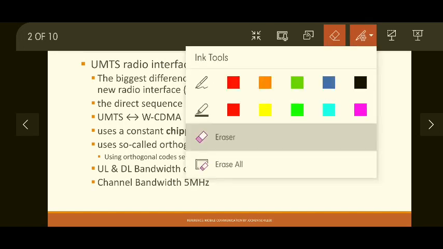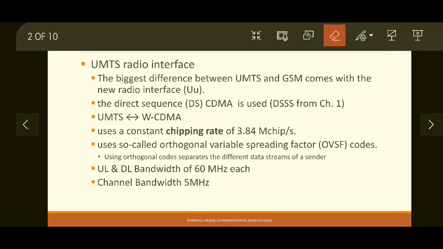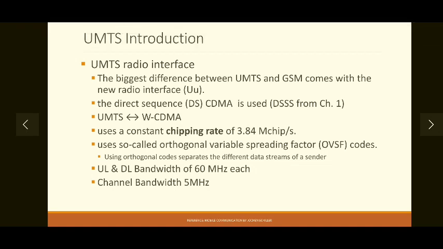So as DSSS is used, it needs a chipping sequence. The chipping rate of this chipping sequence is around 3.84 megachips per second. That means within 1 second, 3.84 times 10 raised to 6 pulses are used, which will be XORed with the user data signal.